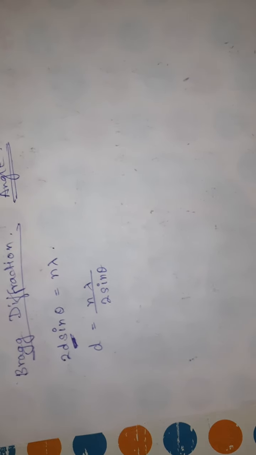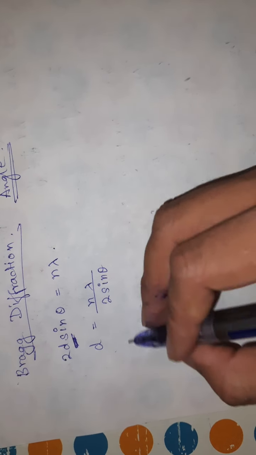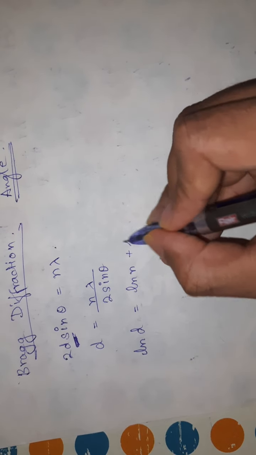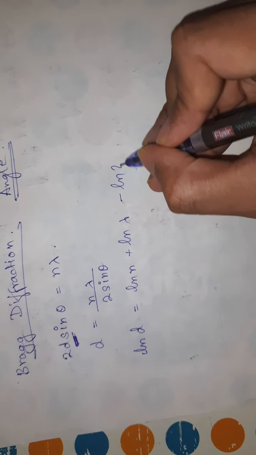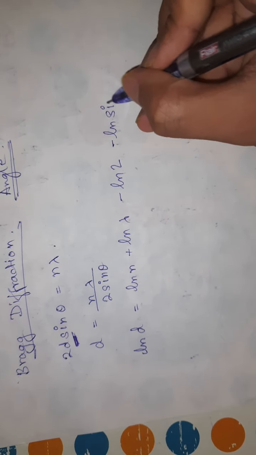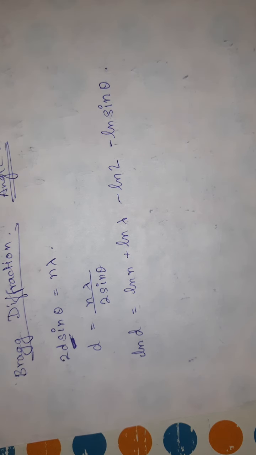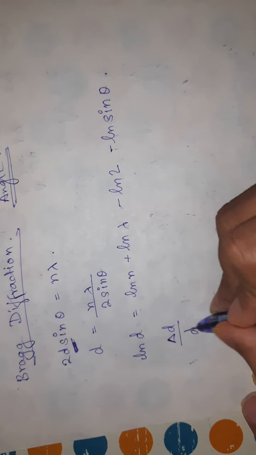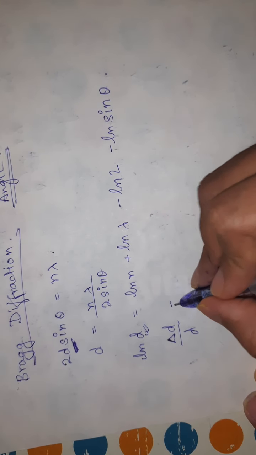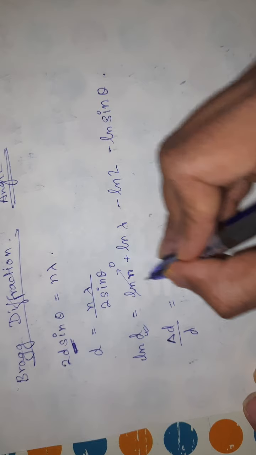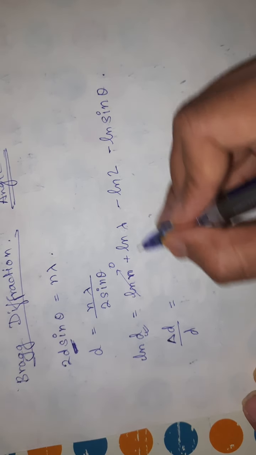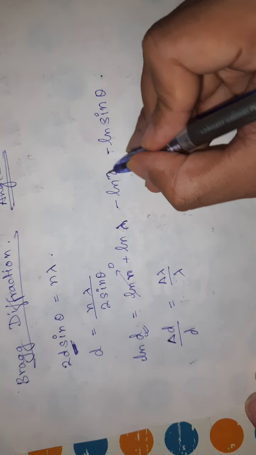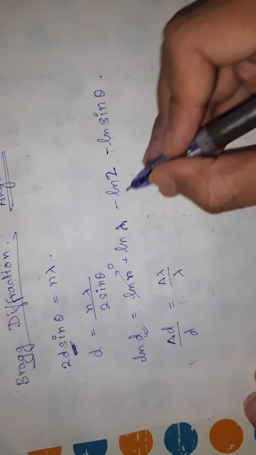Now what we do is put the logarithm here. So ln of d is equal to ln of n plus ln of lambda minus ln of 2 minus ln of sine theta. Okay, now we differentiate it. So when we differentiate it, we get delta d by d, since d is variable. Now n is constant, so its differentiation is 0. Also lambda is variable, so we consider delta lambda by lambda. Then again ln 2 is constant, so it is 0.